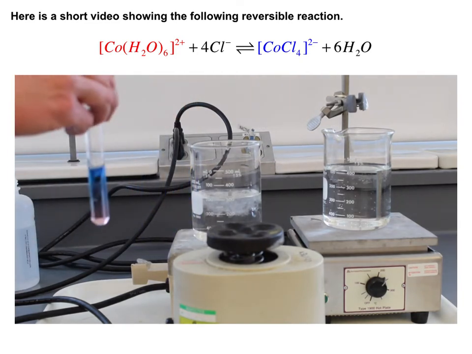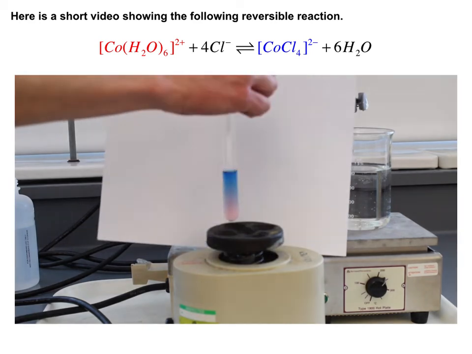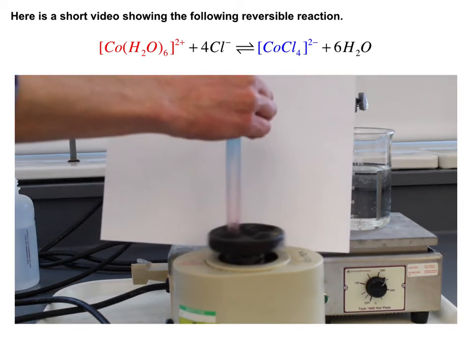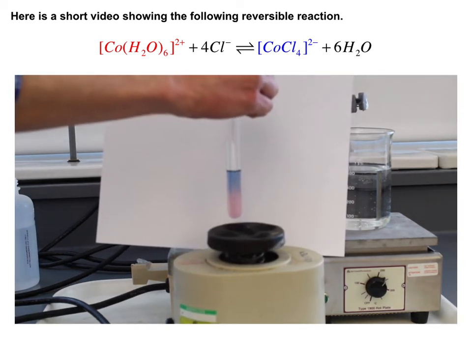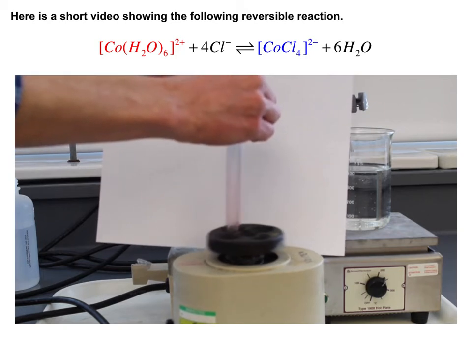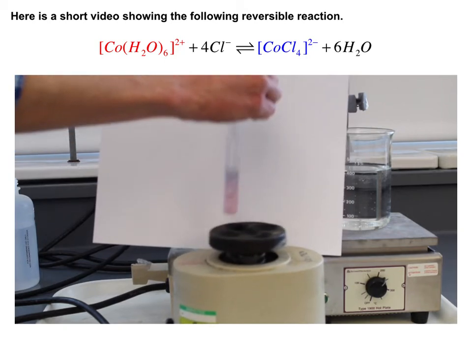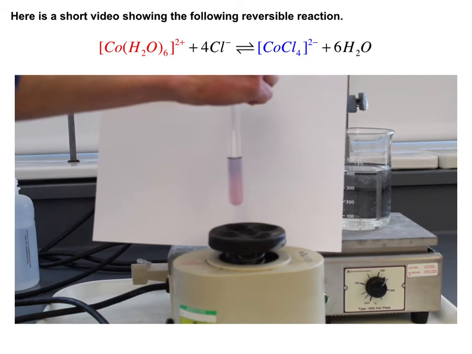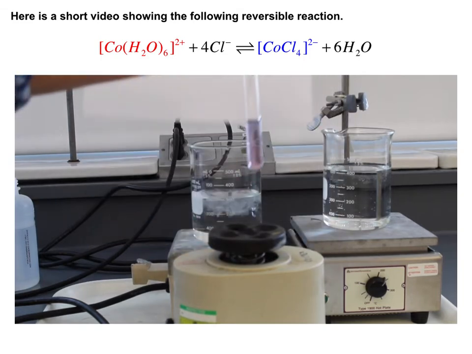And I'm going to go ahead and mix this on our vortex. Put some white in the background. And you can see very quickly we have a color change from blue to pink as we shift that equilibrium to the left toward our reactant side.